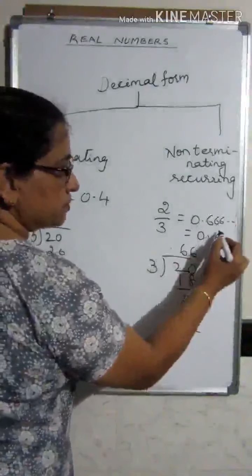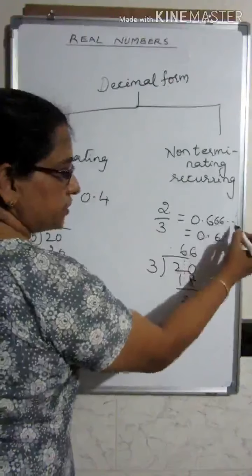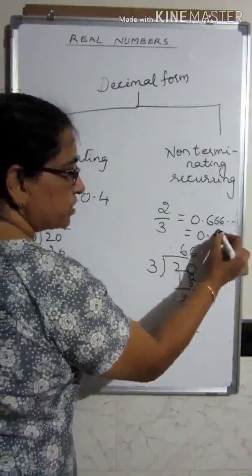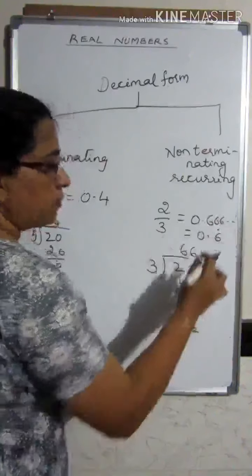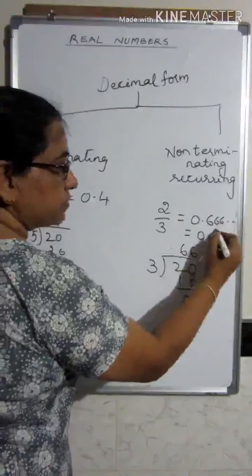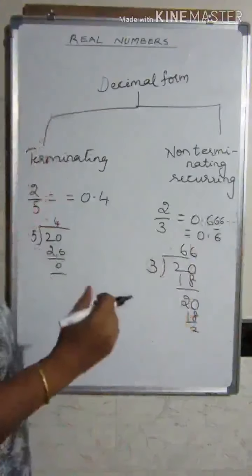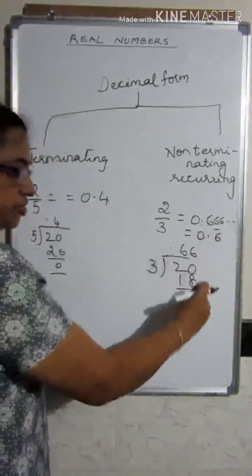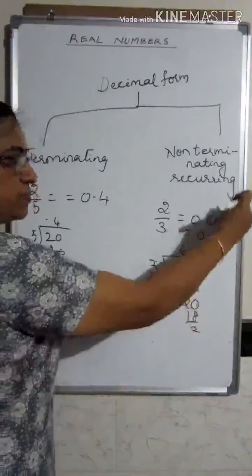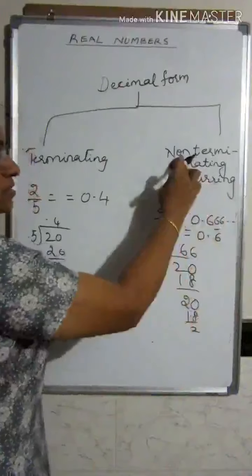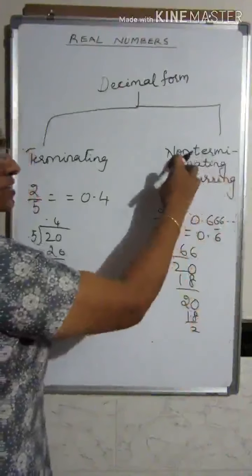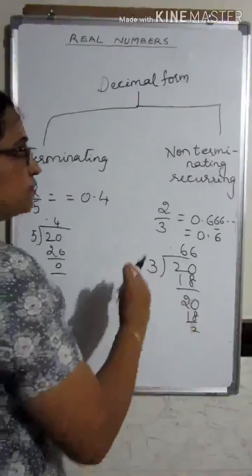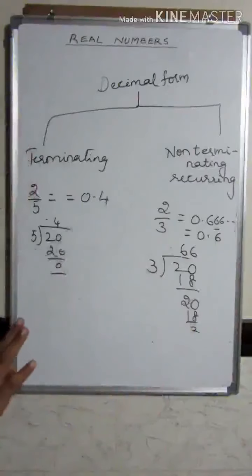Any recurring decimal, whichever number is repeated, above that number you have to just either put a point there, or you can also represent it by putting a dash on the top of the number which is repeated. So such type of numbers where the division does not stop and the same number keeps on repeating, such type of decimal form you call a non-terminating recurring decimal. So these are the two types of decimal form of any rational number.